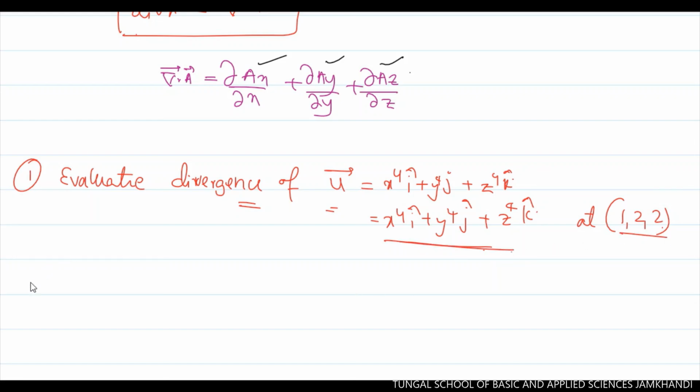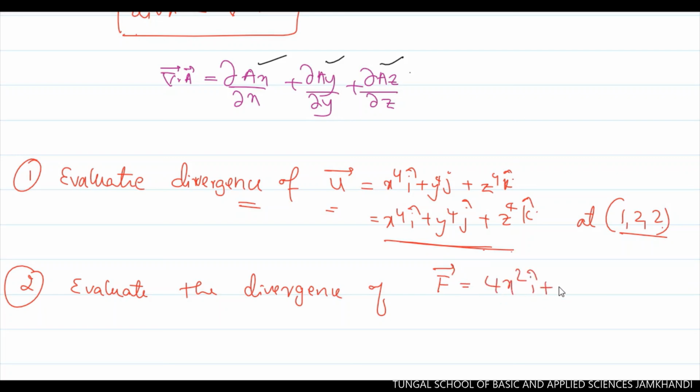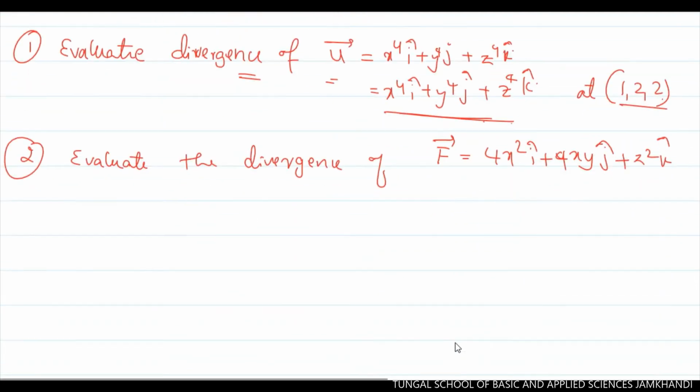Then similarly, the second question is, calculate or evaluate the divergence of the function f is equal to 4x square i cap plus 4xy j cap plus z square k cap, right?